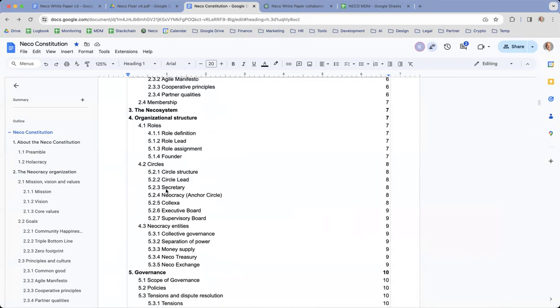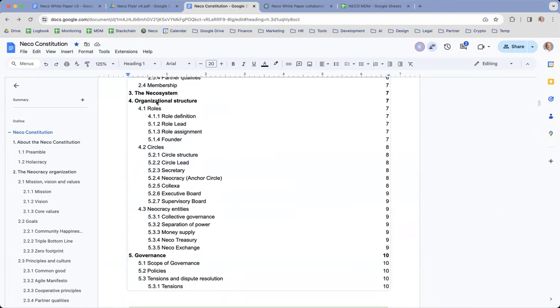We talk about the Neco system. We talk about the structure. It's very important to understand that this Neco Constitution is based upon the Holacracy Constitution. Holacracy is the non-hierarchical management system that we use. They have a standard constitution that you find on holacracy.org. We have used that as a basis for our own constitution.